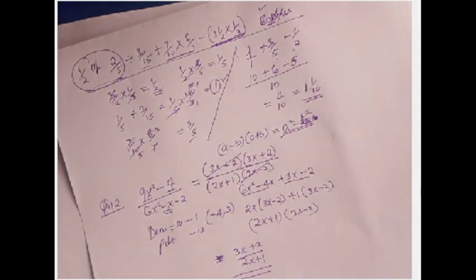Then question 3. Question 3 reads, a man buys a refrigerator on hire purchase. He pays a deposit of 6,000 followed by 12 monthly installments of 1,200. Calculate, if compound interest is charged on the full amount borrowed at 7% per month, the cash price of the item to the nearest shilling.